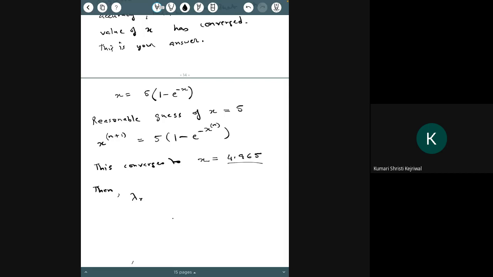And once you get this value, then we get lambda max T equal to hc by 4.965 times k. And this should give you something like this, meter Kelvin. Oh, I think I said millikelvin before. It's a meter Kelvin, of course, because lambda is meter and T is Kelvin.